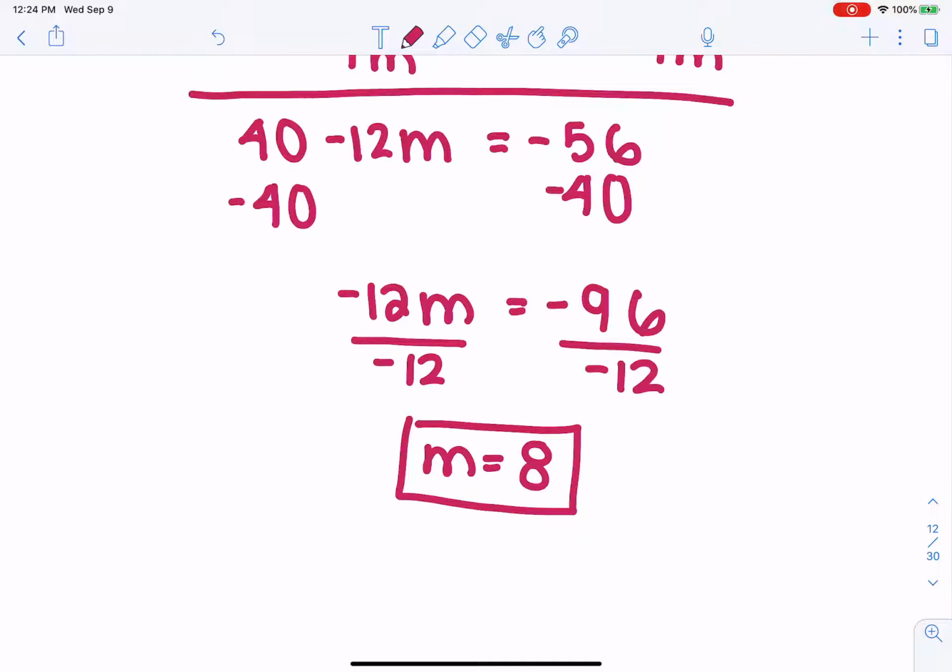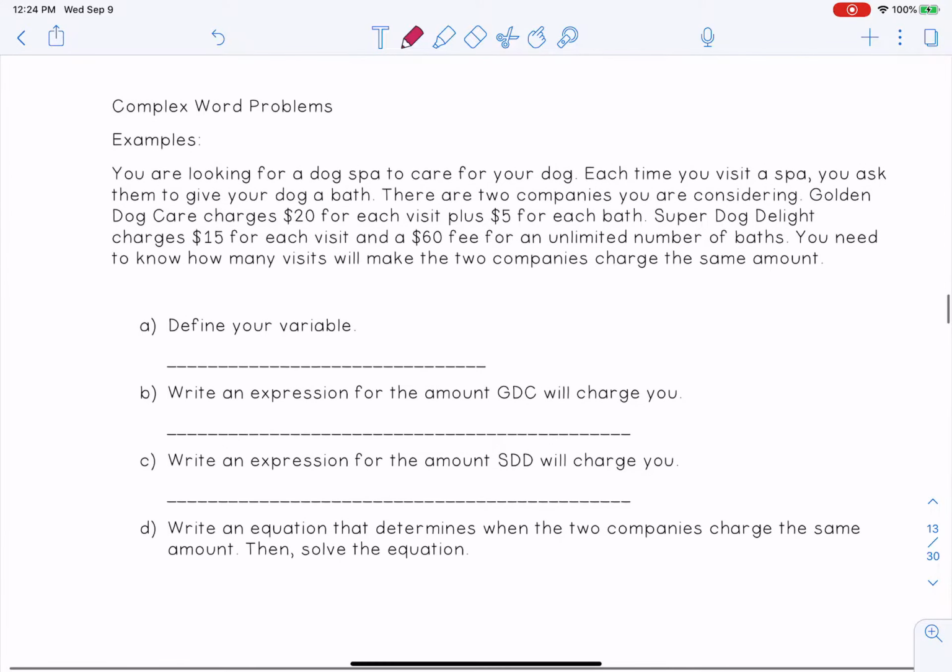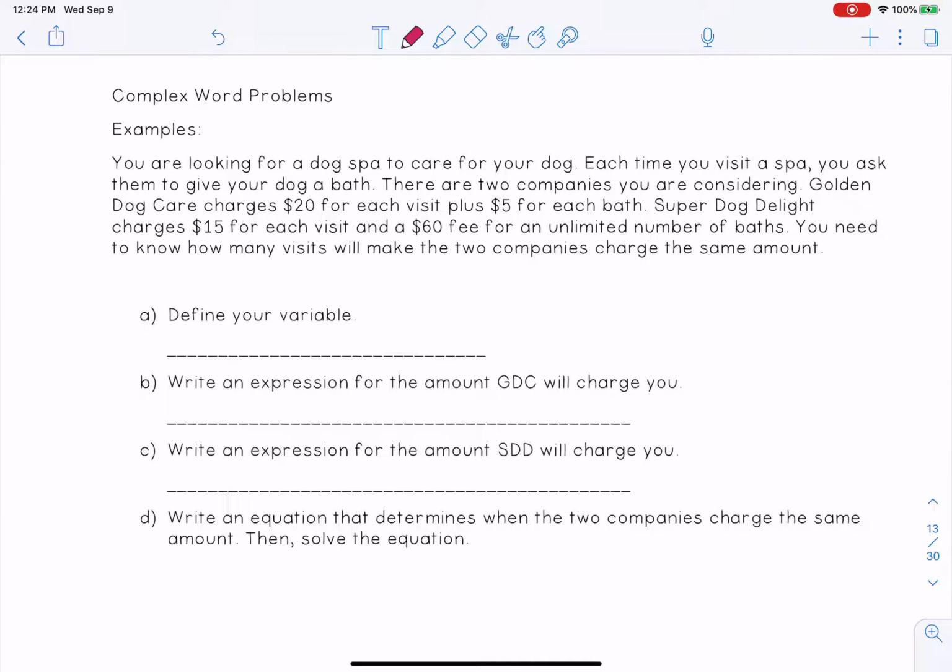Now let's see if we can practice some word problems. You are looking for a dog spa to take care of your dog. Each time you visit a spa, you ask them to give your dog a bath. There's 2 companies you're considering. Golden Dog Care charges $20 for each visit, plus $5 for each bath. Super Dog Delight charges $15 for each visit and a $60 fee for an unlimited number of baths. You need to know how many visits will make the 2 companies charge the same amount.